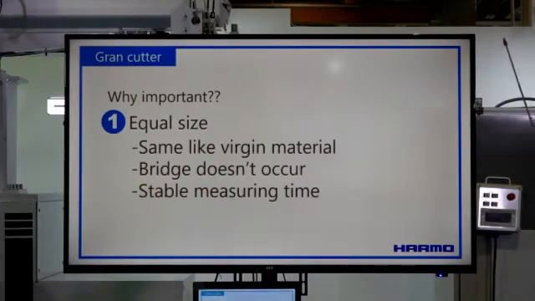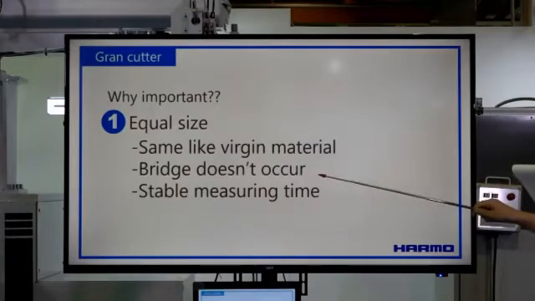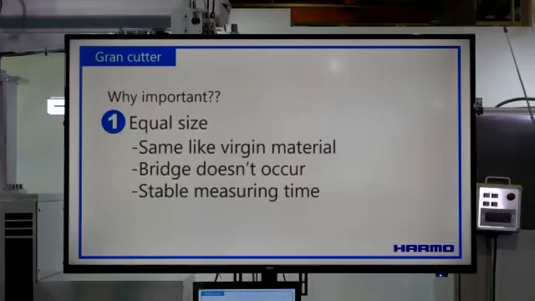If the recycled materials are equal size, you can use them like virgin material. Bleach doesn't occur and measuring time is stable, which means you can do stable molding. For example, if the bleach happens, the production has to be stopped and the worker has to remove and clean them. If the material sizes are different, measuring material in the injection molding machine is not stable. That's why equal size is important.